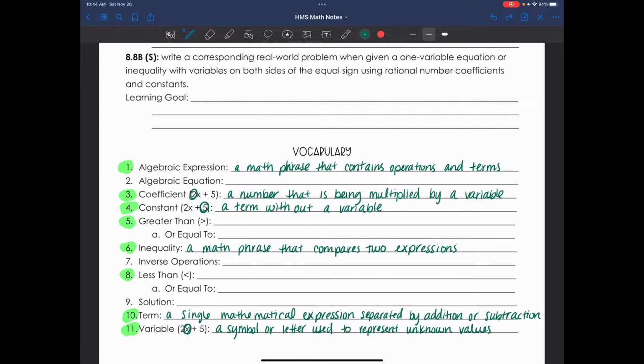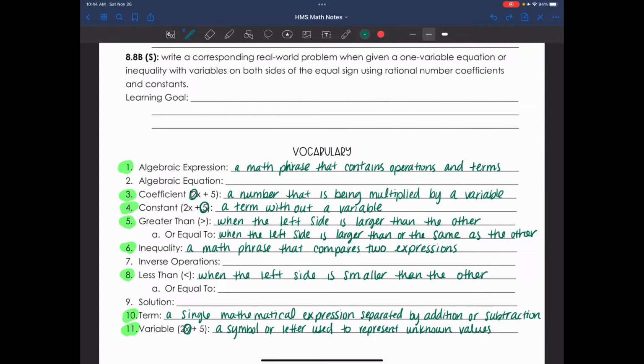Moving on, an inequality is a math phrase that compares two expressions. Well, and how do we compare those two expressions? Well, we have greater than when the left side is larger than the other, greater than or equal to when the left side is larger than or the same as the other, hence the or equal to. And the opposite of that is less than. That's when the left side is smaller than the other. Less than or equal to is when the left side is smaller than or the same as the other.